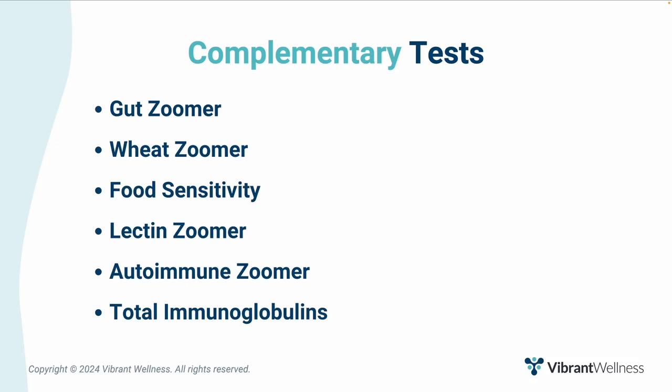The food sensitivity test is also useful as certain food antibodies can cross-react with neurological antigens, leading to autoimmune reactions in the nervous system. Identifying and removing these antigenic foods may help to reduce the risk of neurological autoimmunity.